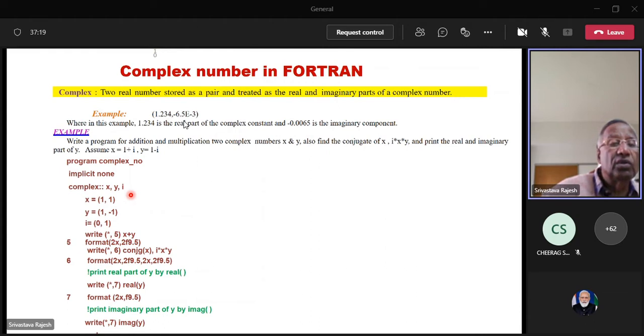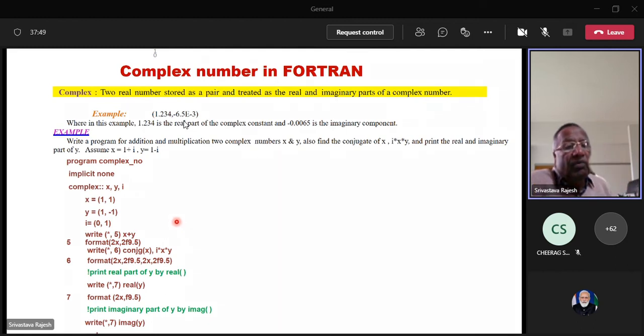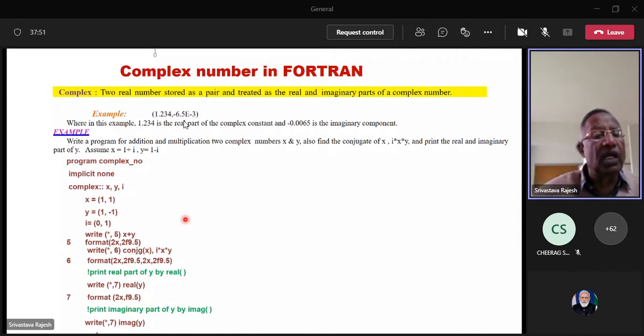So how should I write x? x is 1 comma 1. So 1 plus I, coefficient of I is 1. Y, so coefficient of I is minus. So y is equal to 1 comma minus 1. And I is totally imaginary, and that is coefficient 1. So all the three complex quantities are declared here. Then I can write x plus iy. So if I write x plus iy.